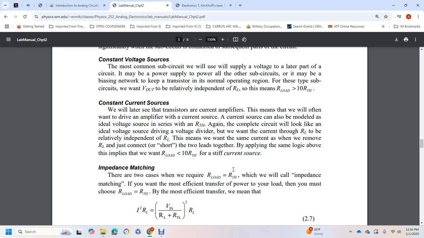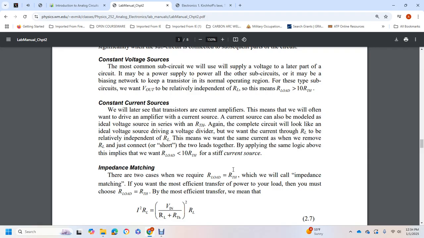Constant current sources. We will later see with the transistor a current amplifier, which often means we want to drive the amplifier with a current source. The current source can also be modeled with an ideal voltage source with a Thevenin resistance in a complete circuit. That will look like an ideal voltage source driving a voltage divider, but we want the current to be relatively independent of the load impedance.